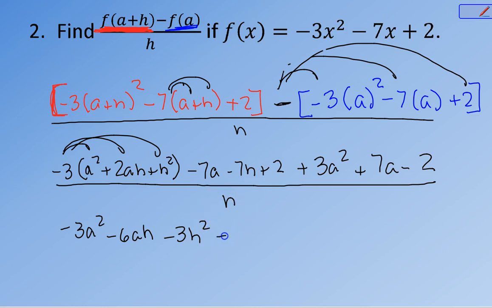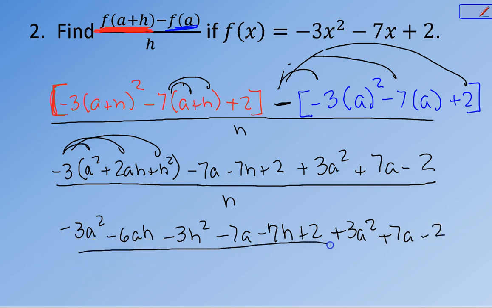Now we got to rewrite all this stuff. -7a minus 7h plus 2 plus 3a squared plus 7a. We're almost done. Hang in there. You can do it, all over h. Let's cancel. Can we get rid of the -3a squared and the positive 3a squared and the -7a and the positive 7a and the positive 2 and the -2? And then let's look at, you know what I'm going to do? I'm going to highlight what's left.